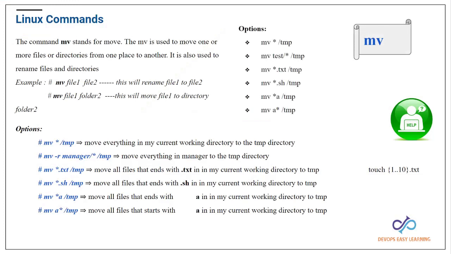As you can see here, we say mv, then file1, and we want to take this file, change the name, and make it file2. This will rename file1 to file2.